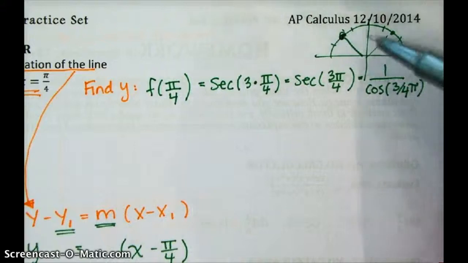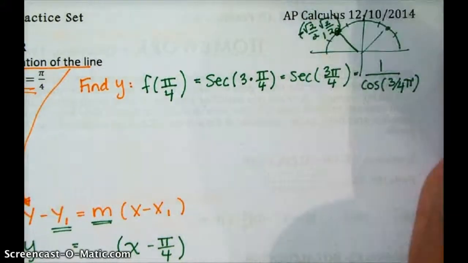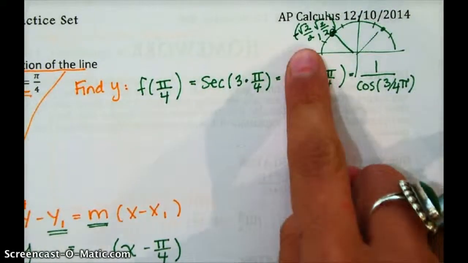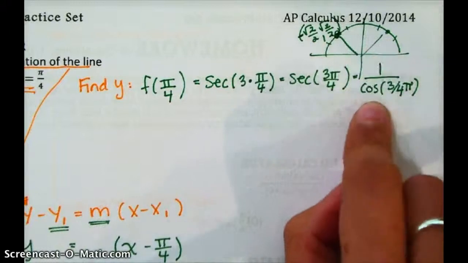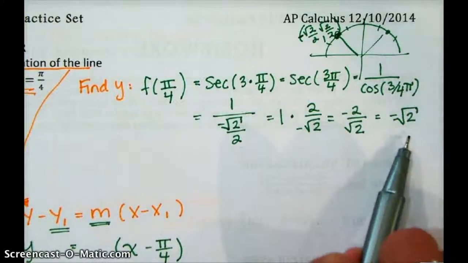And you should have memorized the coordinates of that point in pre-cal. The x value is -√2/2, the y value is √2/2, and cosine corresponds to the x value. So 1 over cosine of 3 pi/4 is really 1 over -√2/2, which actually just equals -√2.